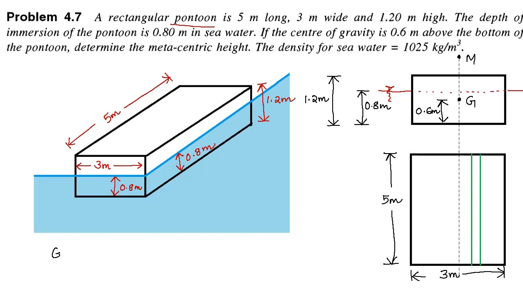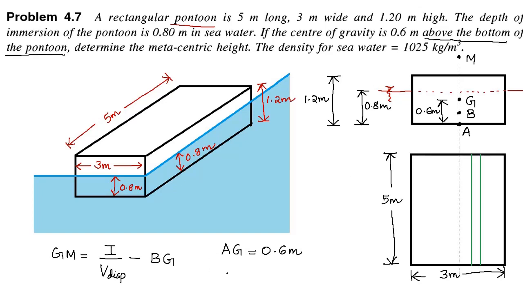The metacentric height GM is equal to I by the volume displaced minus BG. Let the bottommost point of the pontoon be A. We know AG, bottom of the pontoon to the center of gravity. We need to find AB. So BG will be equal to AG minus AB.